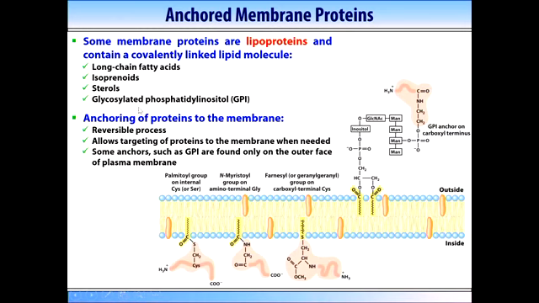Some anchors, such as GPI, are found only in the outer face of the plasma membrane. In this case, you can have a relatively hydrophilic protein, one which does not have any transmembrane alpha helices or anything like that, tethered to the membrane. We will see in the next lecture, when we talk about signaling, that some subunits of the G proteins are linked to the membrane through this type of anchor. Being tethered to the membrane allows it to find its target much faster, because instead of traveling in three dimensions, it will travel only in the two dimensions of the membrane.